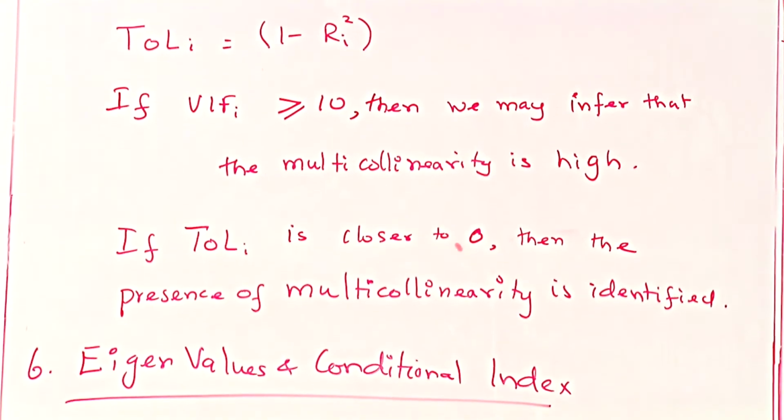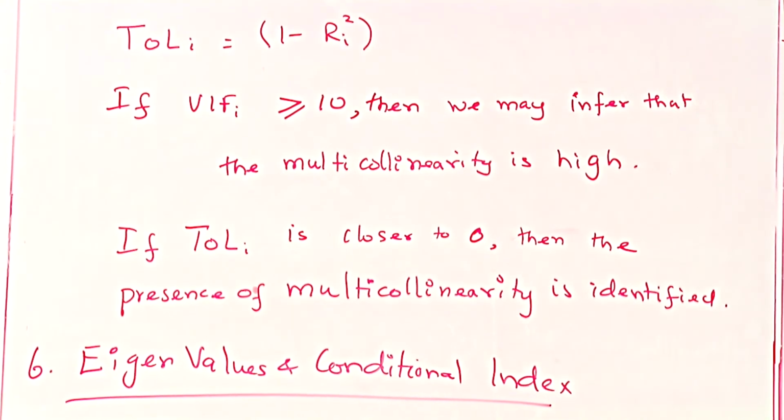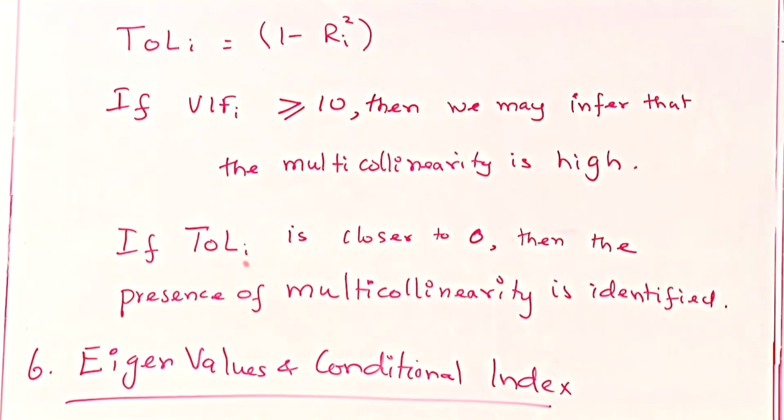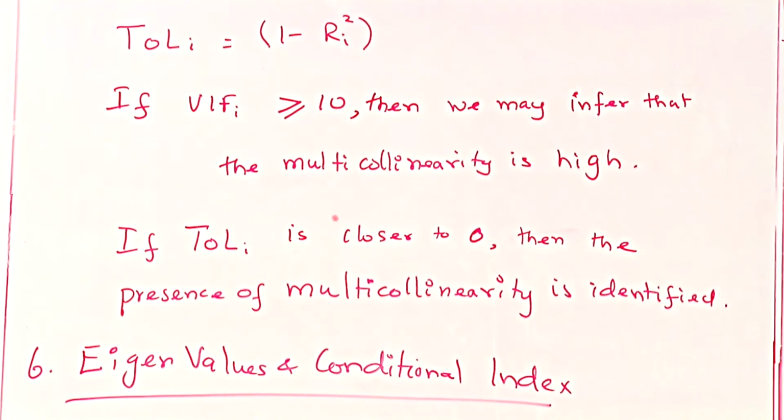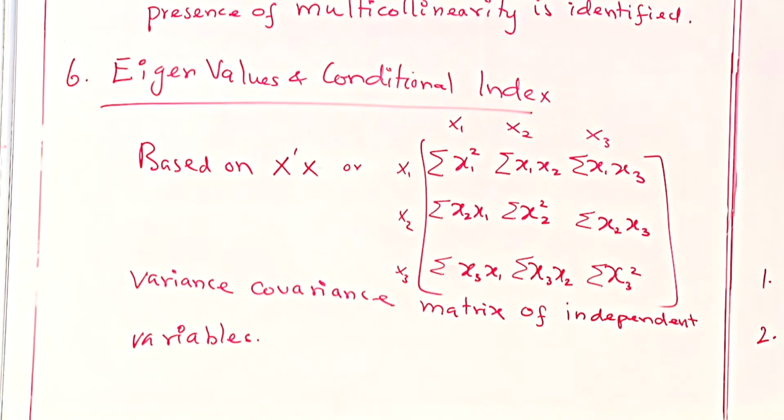Similarly, if the tolerance index is closer to 0, then we may confirm the presence of multicollinearity, and we may also conclude that it is due to the ith independent variable. So, this is the test that is used to confirm the multicollinearity problem and identify the source of the multicollinearity problem. Let us see another method based on the eigenvalues and condition indices.